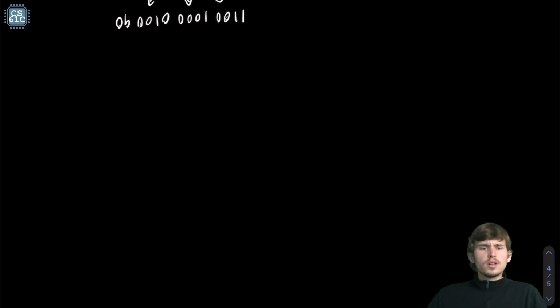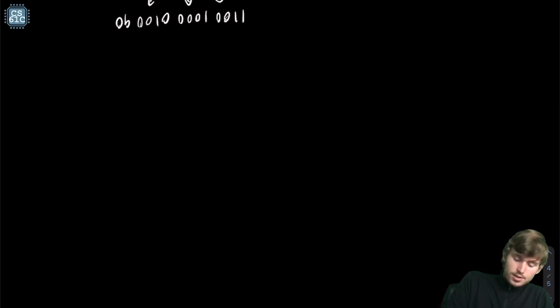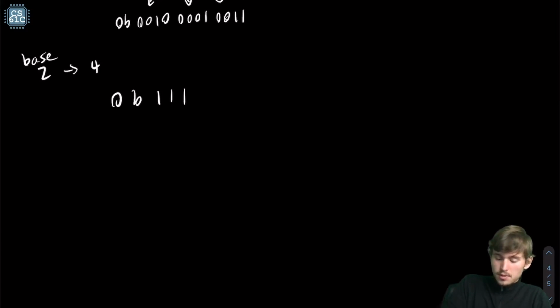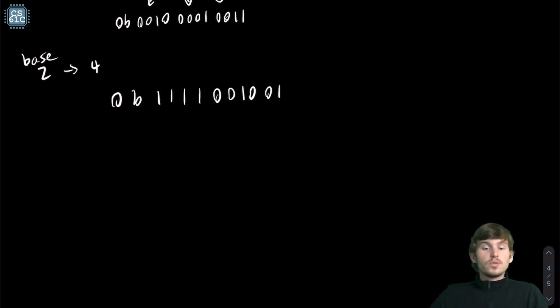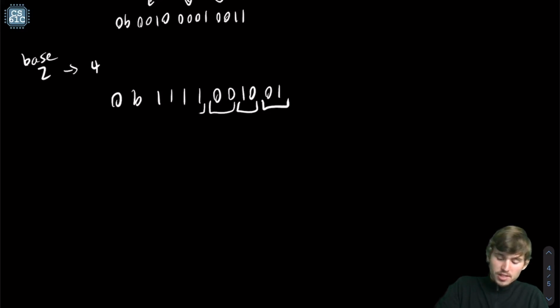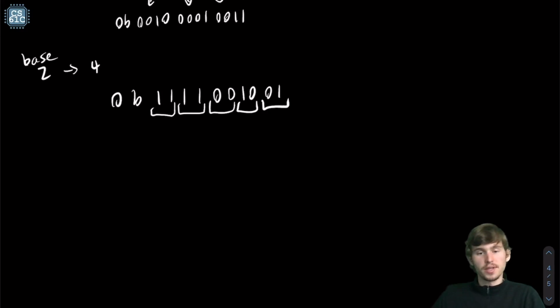So let's say you want to go from binary to base 4, for example. How would you actually accomplish this? So this is base 2 to base 4. Let's say I have the value 0b1111001001. Similar to hex, I can group this into smaller sections. I can say this is one base 4 digit, this is another, this is another, this is another, and this is another.